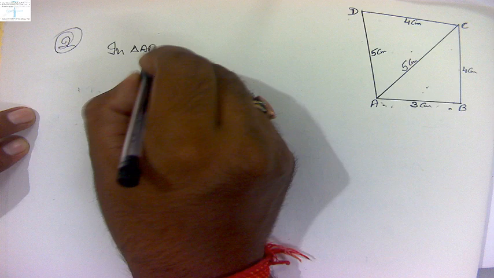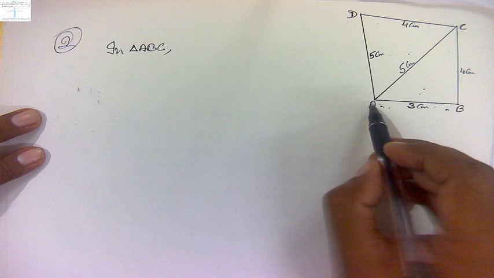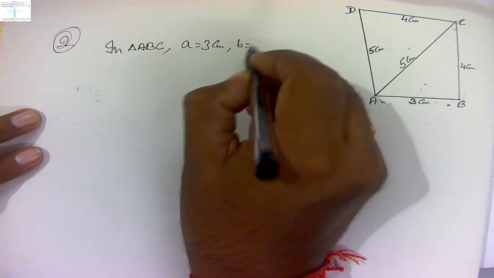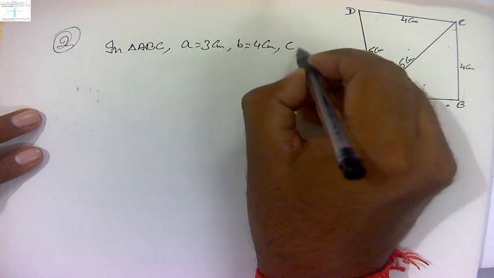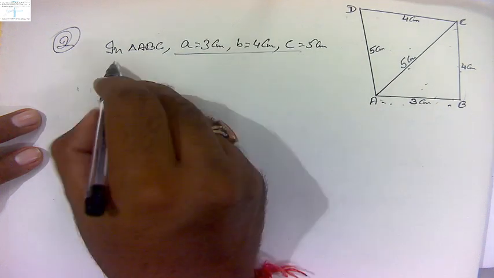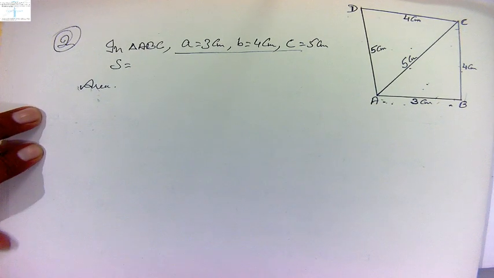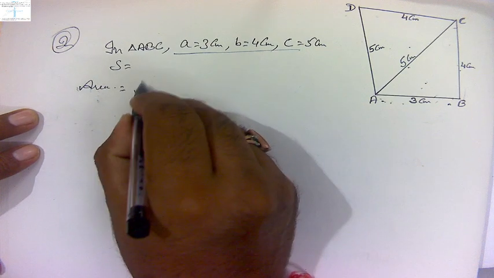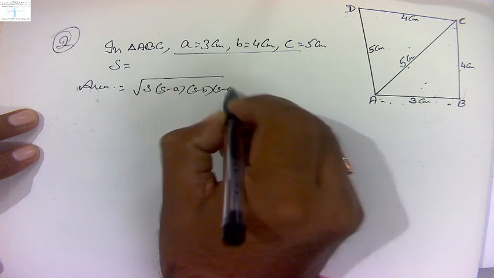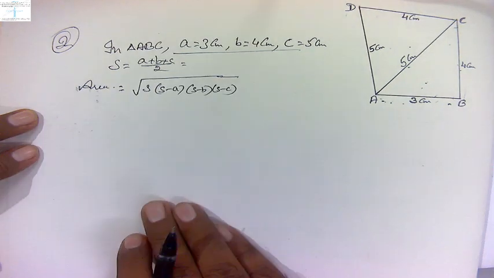and now you have been using Heron's formula, so I will not solve it, I will give you the hint what is to be done. You will take the triangle ABC where A is 3 centimeter, B is say 4 centimeter and C is 5 centimeter. Taking these, now find the value of S and find the area. Area will be by using S multiply S minus A multiply S minus B multiply S minus C, and S is A plus B plus C upon 2.